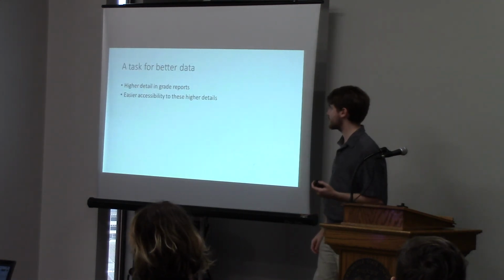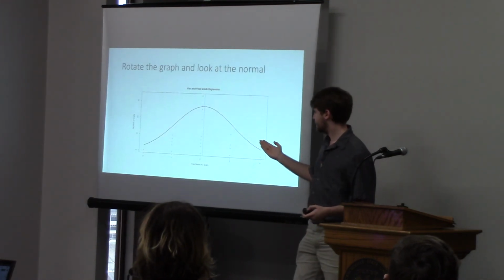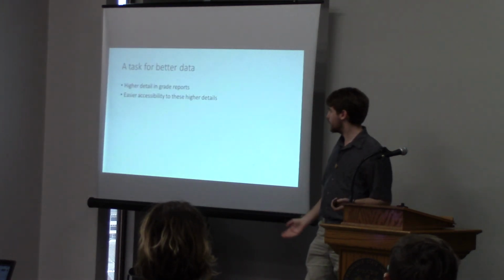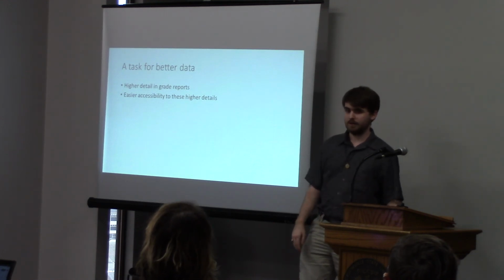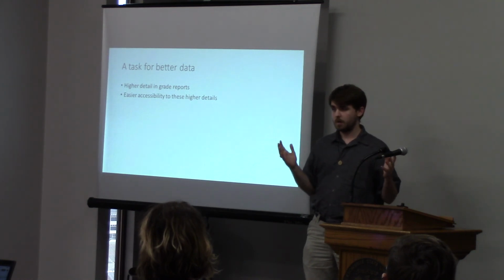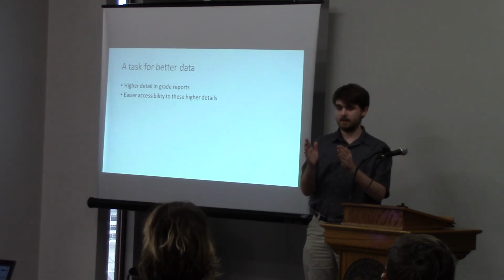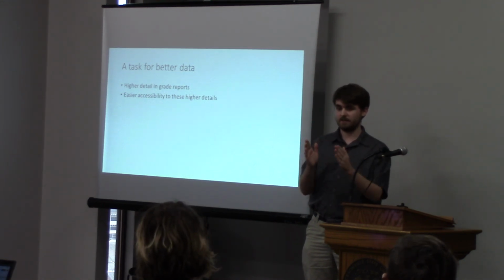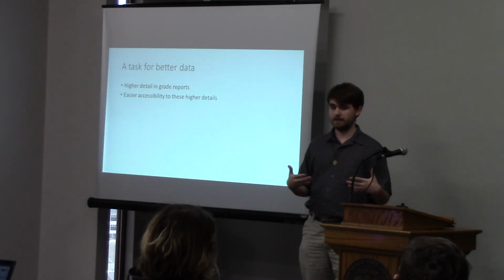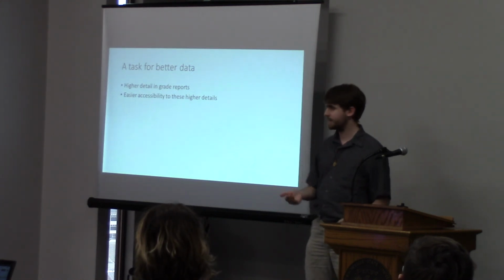So, a task for better data, because as we looked here, I get F, D, C, B, and A. That's all I've got. So, higher detail in grade reports. If everything was given on a 100-point scale, we could be more accurate because we could tell you this person made a 78. That's still a C, but that's better than a 70. So we could further say, if you need a C, we can accurately get you there quicker because of this more accurate data.